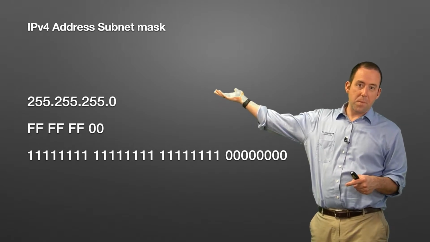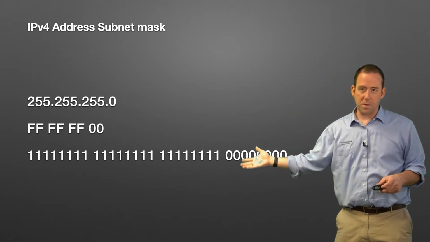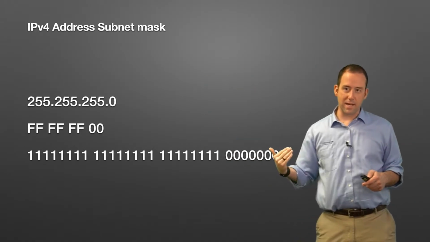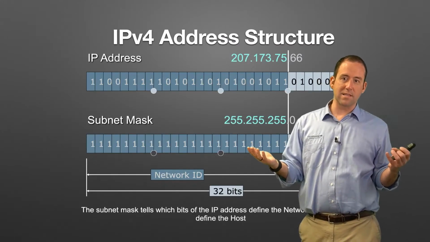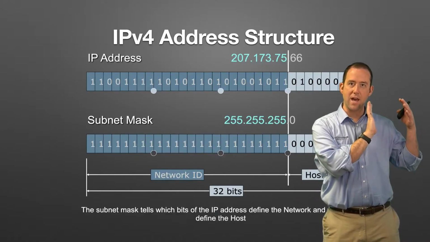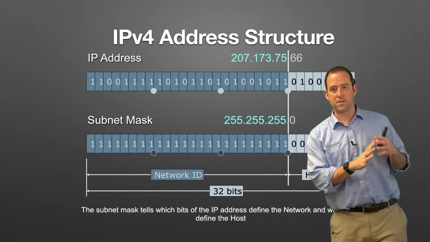And again, it could be represented in dotted decimal, in hexadecimal, or in binary. But in either case, it's all ones, then all zeros, making up the subnet mask. And that's the rule. And like I said, the subnet mask tells you where the network address part of the IP address ends and where the host ID part of the IP address begins.